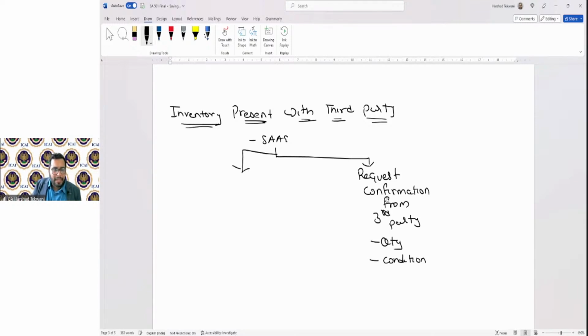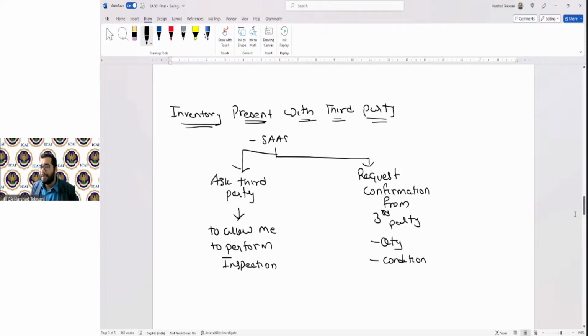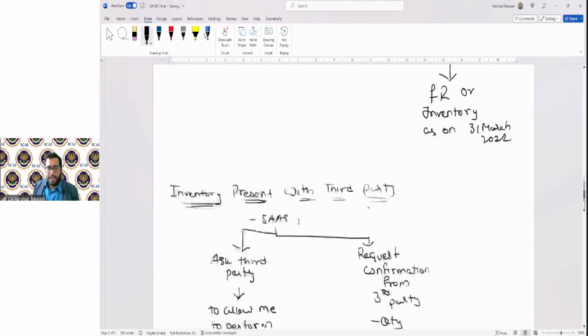or I can ask the third party to allow me to perform inspection. I can ask them, please allow me to perform the inspection, or even I can ask them, allow this particular person of mine to perform inspection. Both. So this is what I can do when the inventory is present with the third party, but not the management. Clear? Any doubt?